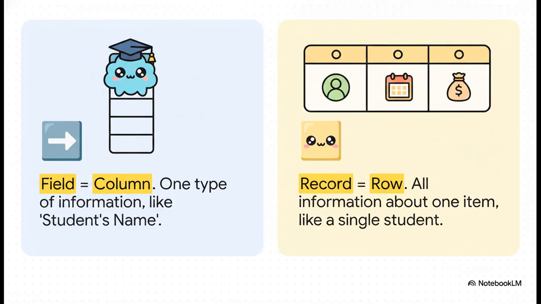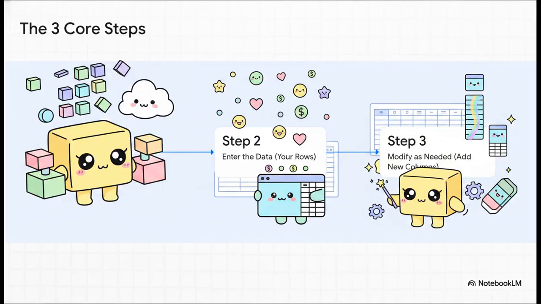Here's the easiest way to remember it. A field, which is your column, is the question you're asking, like, what's the product price, or what's the customer's email? A record, which is your row, is the complete set of answers for one single item. So columns are the questions, rows are the answers. And really, it's that straightforward. First, you build the frame, your columns. Second, you fill it with your info, your rows. And third, don't worry, you can always change it and add to it as you go.